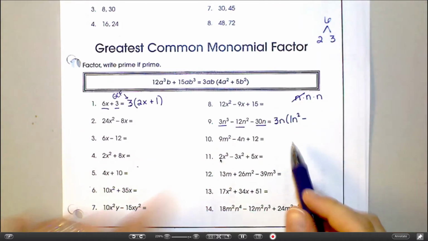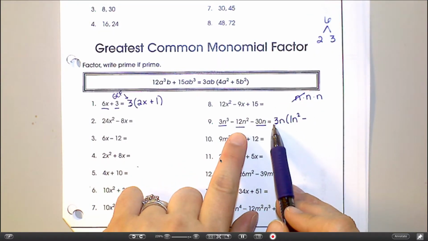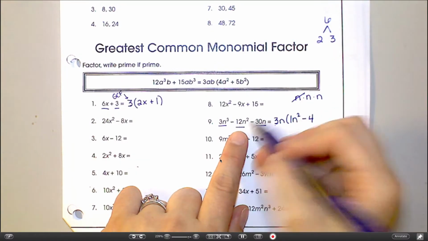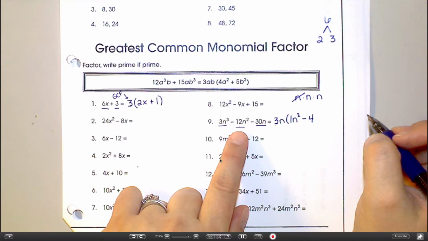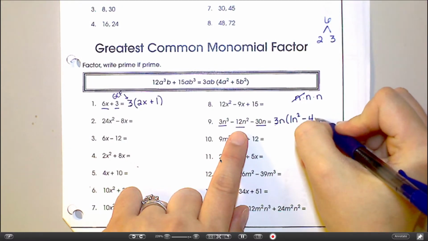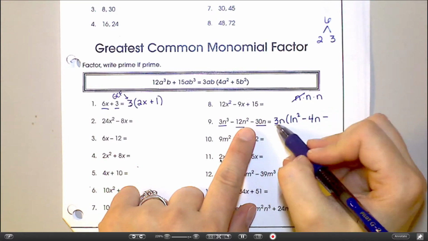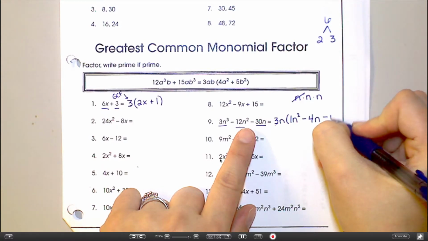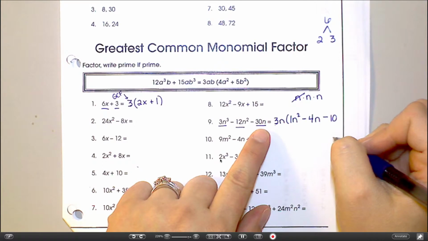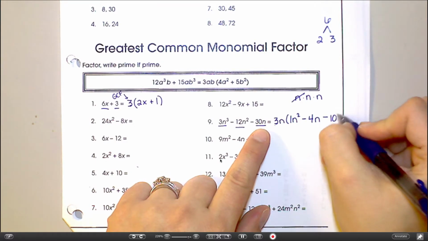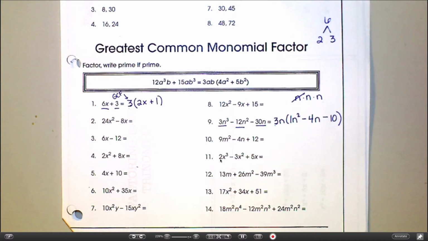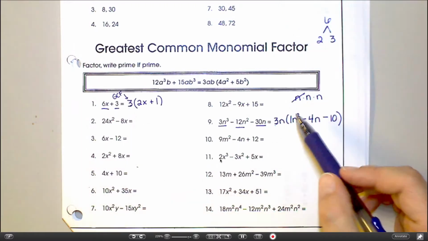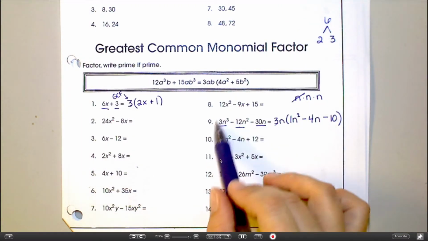Minus, when I take the 3 out of the 12, what would I be left with? 4. Remember when I say take it out, I mean divide. And then if I took an n out of n squared, what would I be left with? Just 1n. Minus, all right, if I take 3 out of 30, I'm left with 10. And if I took the n out, would I have any left here? No, right? So I'm just going to close that off. That's my answer. And if I took that 3n and redistributed it, that's the way you can always check your answer. If I did the distributive property out again, I would get back to this.